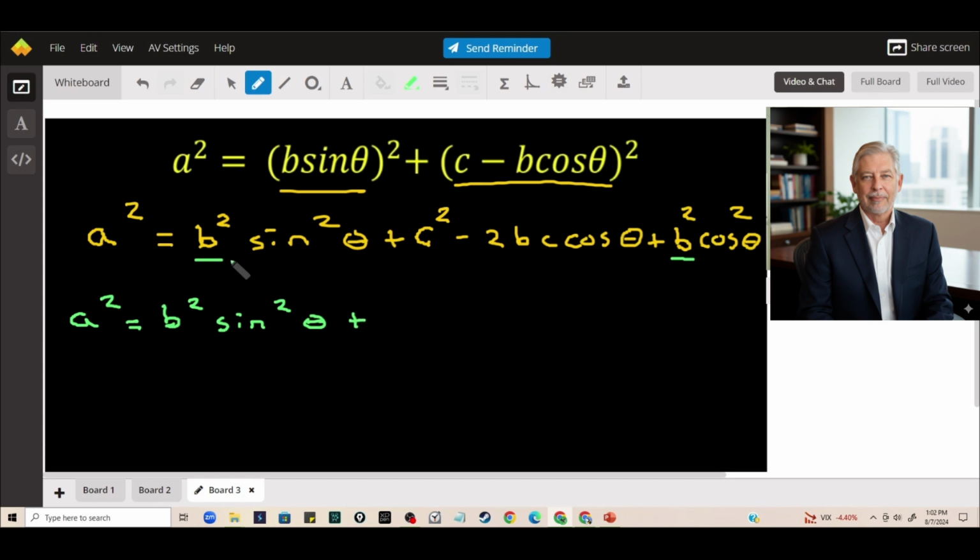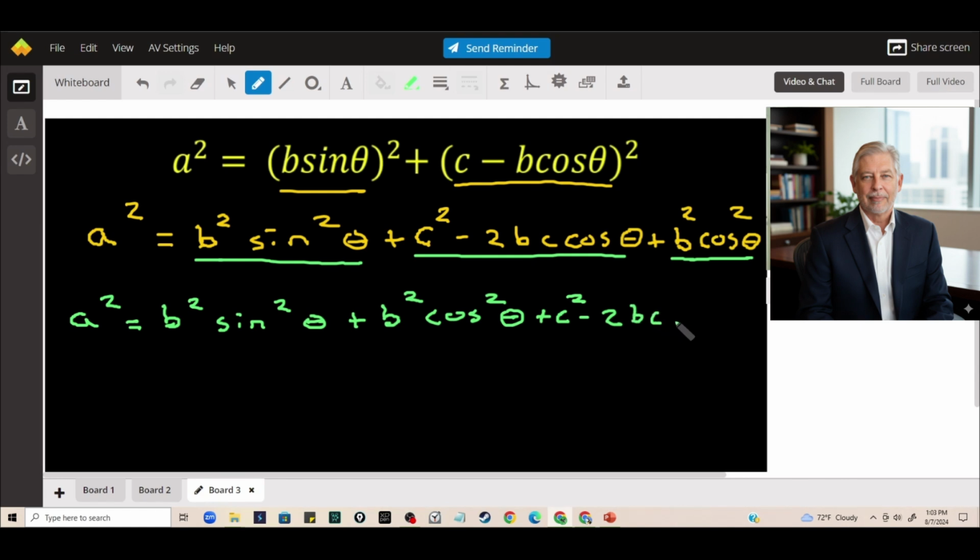Plus, so we've taken care of this, and now I'm going to add this one next, plus B squared cosine squared theta, and then I'm going to put this in, and hopefully I have enough room. I might have to write smaller, plus C squared minus 2BC cosine theta. Well, that worked pretty good. So let me factor out the B squareds right there.